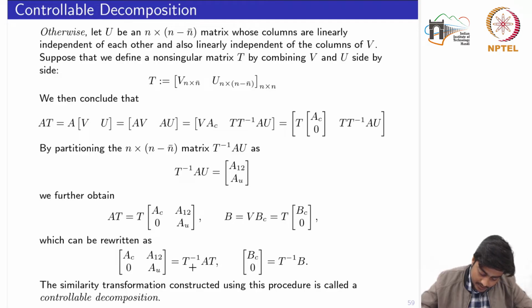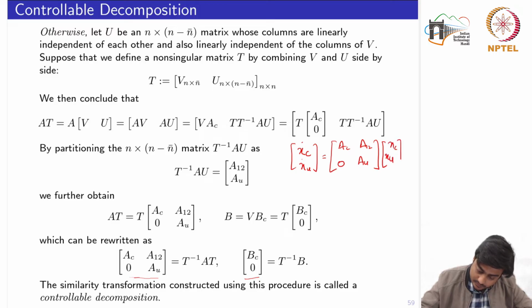We will explore further properties with the introduction of this specific T matrix, which is given here. We have decomposed the A-B matrices into controllable decomposition. So note that it should be clear from the visualization also. Suppose we have this A bar matrix and this is a B bar matrix, and suppose we denote XC and XU. Here we would have AC, A12, 0, AU, XC and XU plus BC0, U.